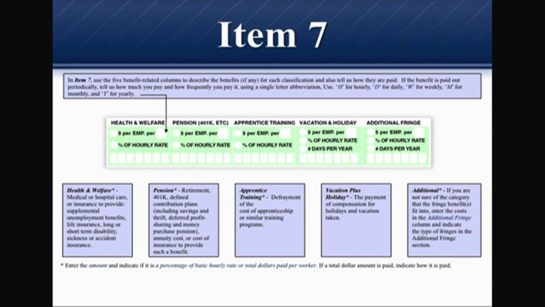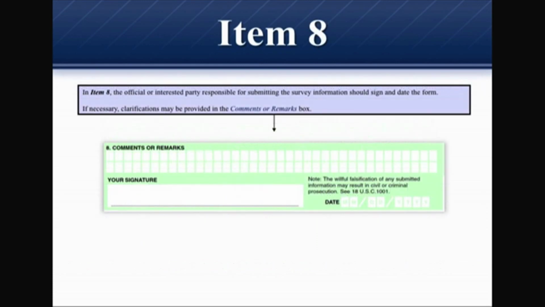If you are unsure as to the type of fringe benefit, enter the costs in the additional fringe column and provide an explanation in the description box below. Box 8 allows for comments or remarks, and we ask that the submitter sign and date the form. You will also receive a form to list your subcontractors for each of your projects.